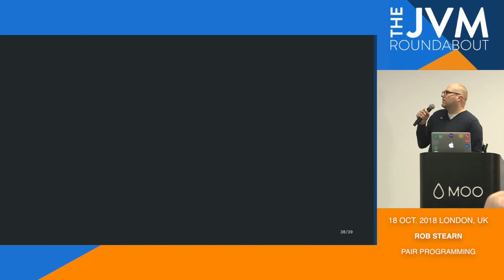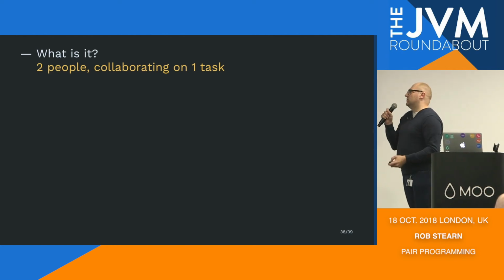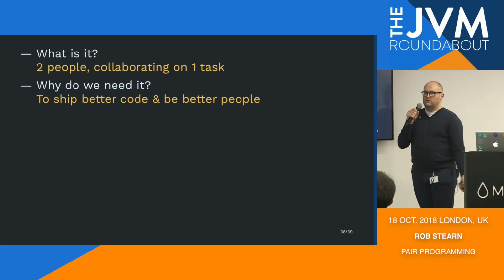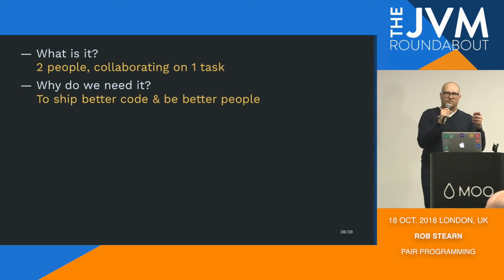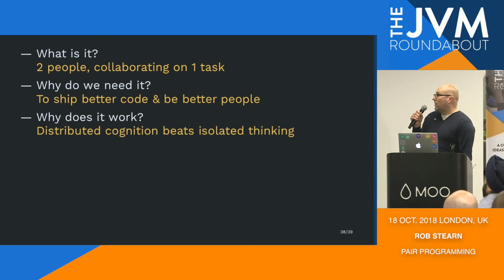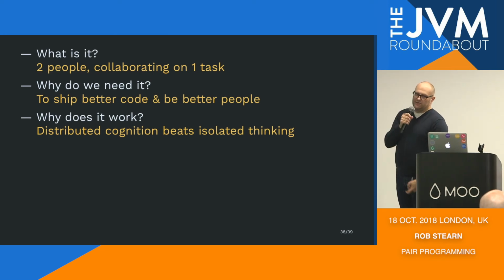So let's just review what we went through. What is it? It's two people collaborating on a single task. Why do we need it? To ship better code and be better people? And I didn't update the slide to say, and better processes. Why does it work? Probably the most important piece, that distributed cognition always beats isolated thinking.